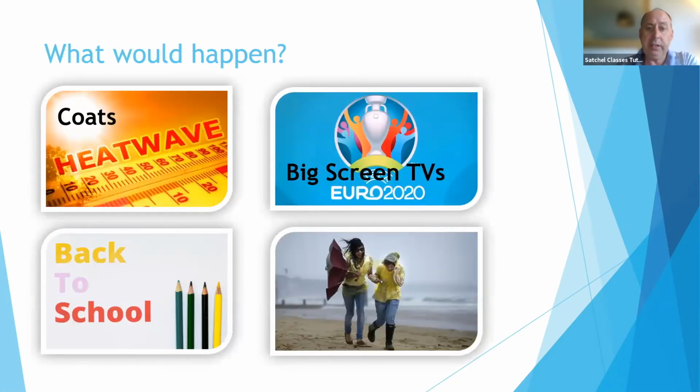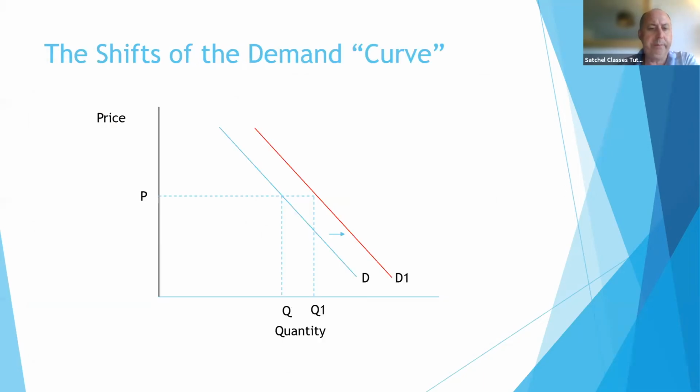Big screen TVs during Euro 2020. What do you think will happen to sales of those big screen TVs? Well, demand's going to be increased, isn't it? While people want to buy a big screen TV to watch the football on. And you can see the price hasn't changed, but the demand for those TVs has shifted from D to D1, reflected in the shift from Q to Q1. Price remains the same, remember.